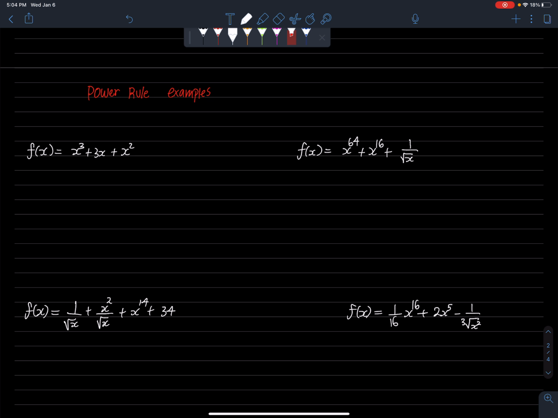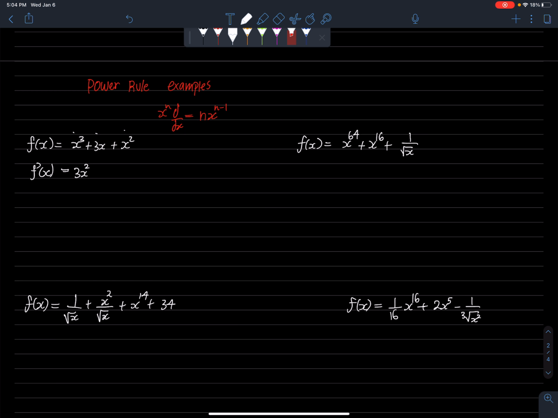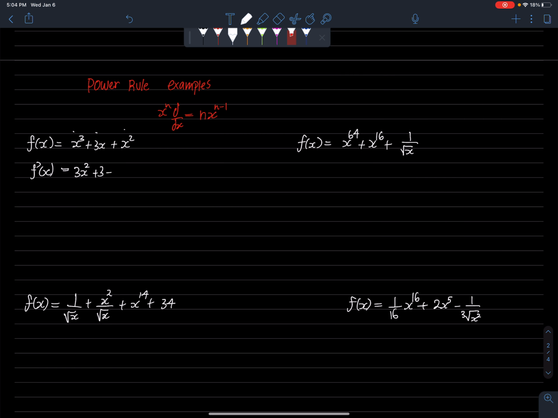We're just going to apply the power rule, which I'll write here again in case anyone has forgotten. If you have x to the n, d over dx of that is just equal to n times x to the n minus 1. We apply that rule separately to each of these terms. So it's going to be 3x squared, apply it to 3x, it's going to be plus 3, apply it to x squared, it's going to be plus 2x. That's your derivative function.